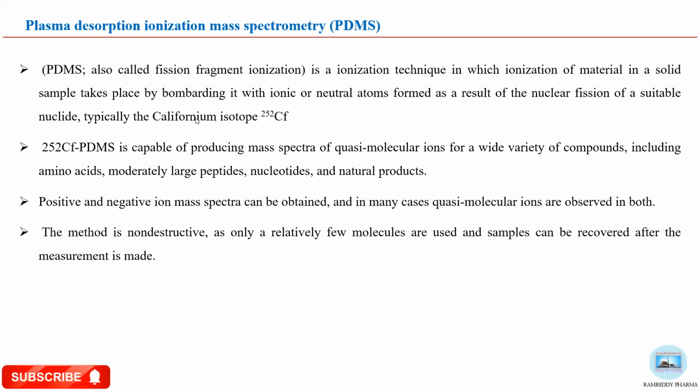First, we take the solid sample and bombard it with the ionic or neutral atoms produced by the fission of radioactive material. When the radioactive material undergoes fission, some neutral or ionic atoms are produced. Those neutral or ionic atoms come and directly bombard your sample, and at that time the sample undergoes ionization. So this is called the plasma desorption ionization technique.